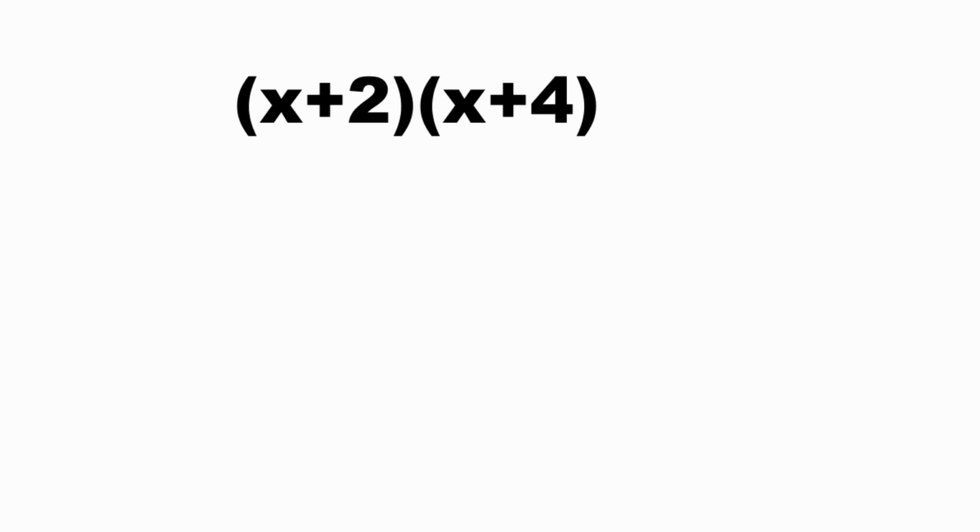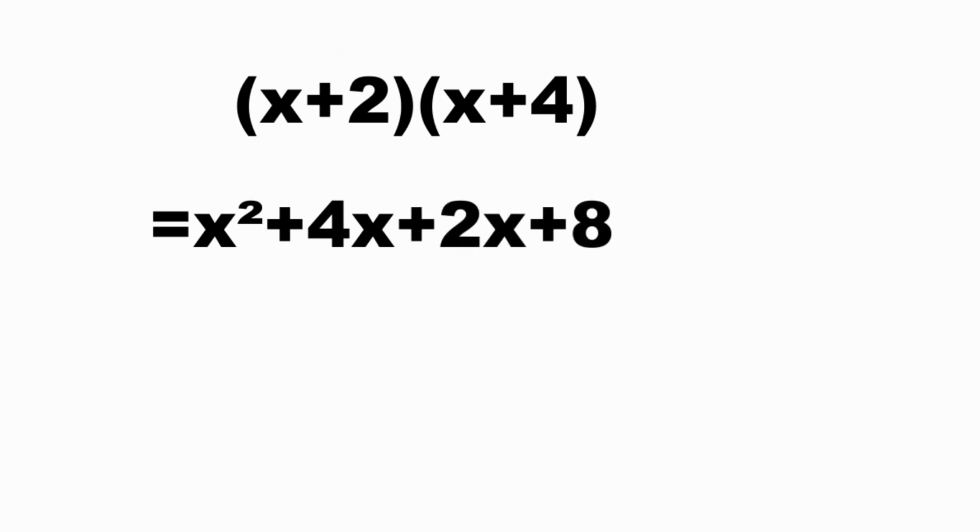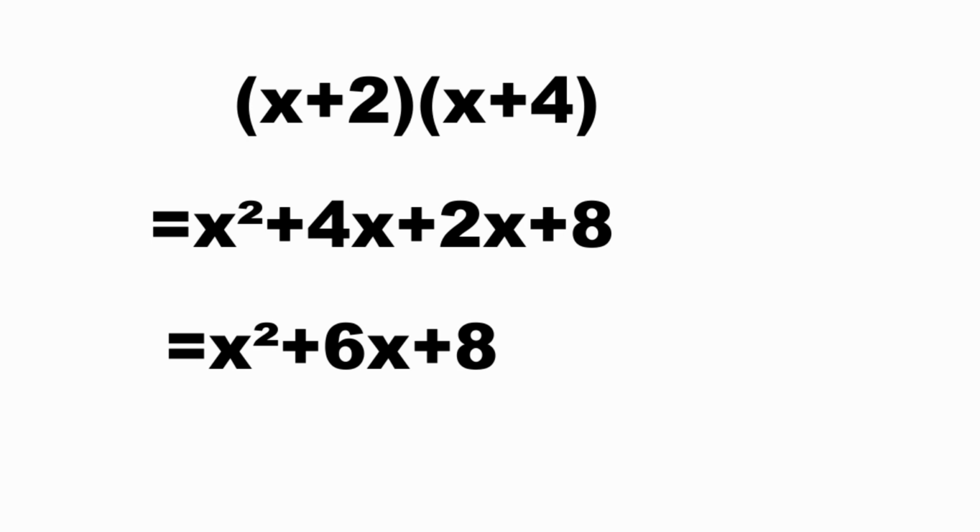Using FOIL, we have x times x is x squared, and x times 4 is 4x. Then 2 times x is 2x, and 2 times 4 is 8. So we can combine these. We have x squared, and combining 4x and 2x is 6x, plus 8.